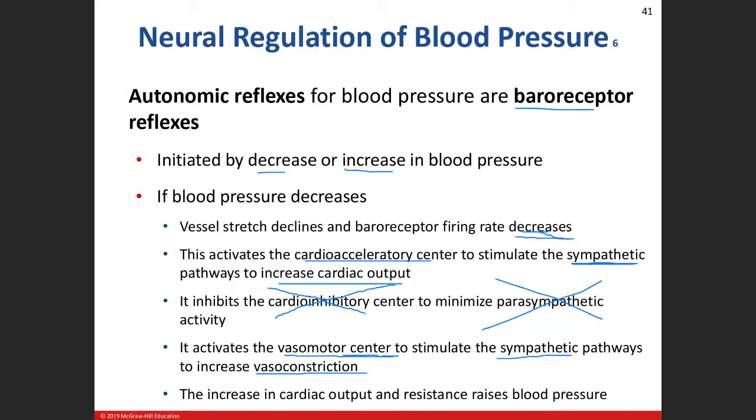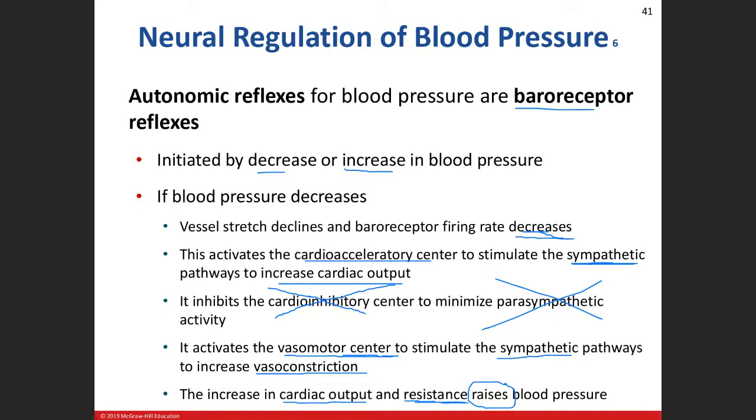All right? And therefore, with the increase in cardiac output, how do we do that? We increase your heart rate, and we increase the contractility. We make the heart contract harder, so it increases stroke volume. That increases our cardiac output. And then we increase our total peripheral resistance, which causes blood pressure to increase.